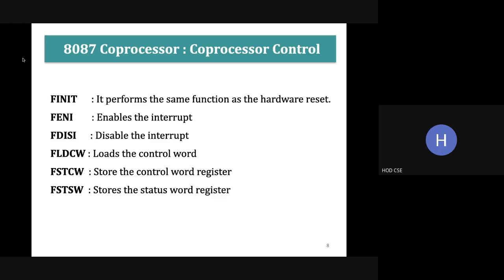And we have the control register and the status register. The control register is a 16-bit register which is used to control the 87 processor. And the status register is used to read the status. If there are any failures, we can find out the failures by reading the status register. Okay. To load the control word, that is to load the values in the control word register, we have the instruction FLDCW. And to store the control word, FSTCW. And to store the status word, we have FSTSW.